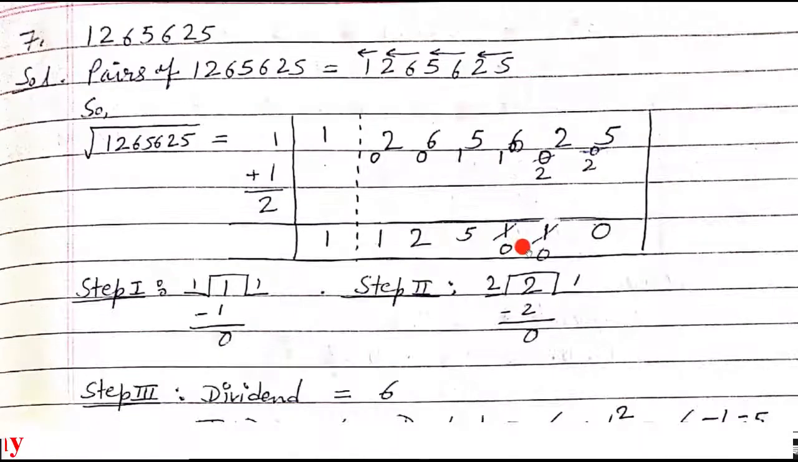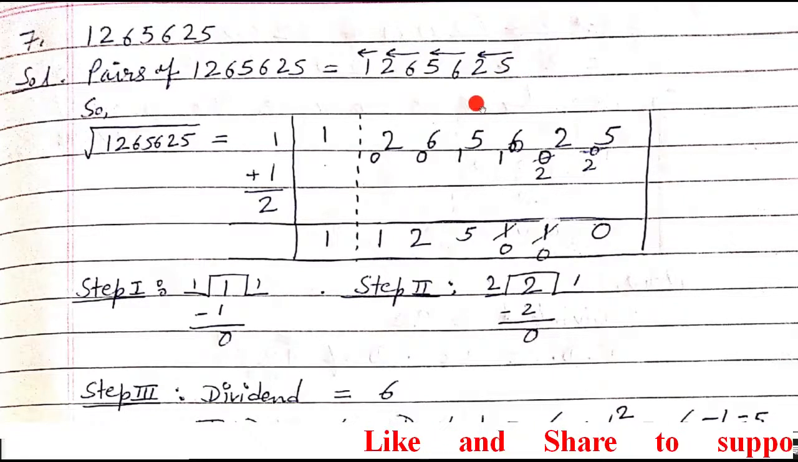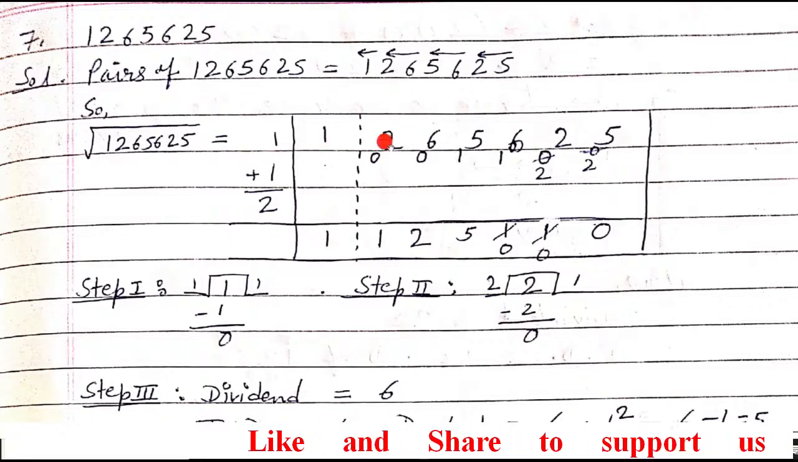Now we move to question number 7. In question number 7, again make pairs from the units place. Make pairs of two digits, and you will get 3 pairs. Now draw the 3 sections.